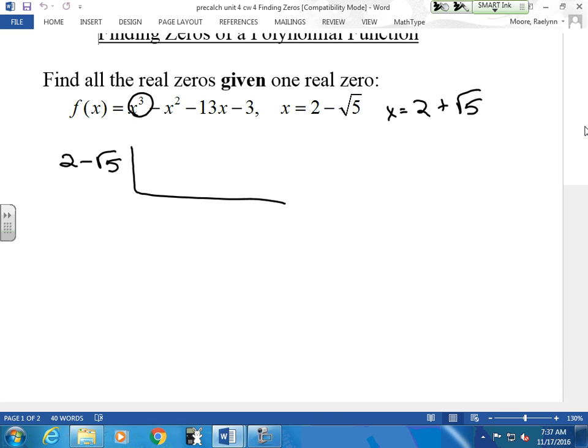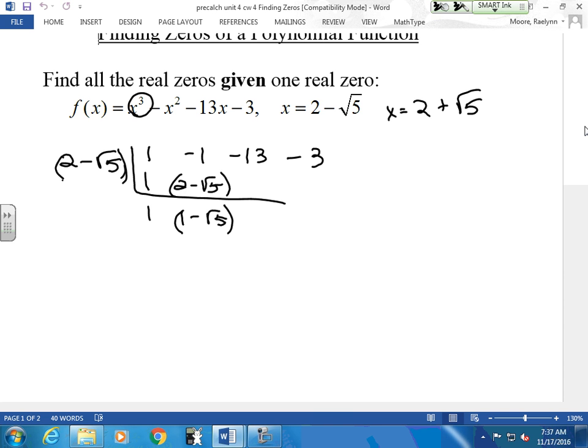Pull out your coefficients. What do we got? 1, negative 1. Leave yourself a little space here. So 3, 2, 1, 0. We do this the same exact way we did before. We bring down the 1, and we multiply. What is 1 times 2 minus radical 5? Okay, and then what did we do? We added down, right? So if we add negative 1 plus 2, what do we get? 1 minus radical 5. This stays together.